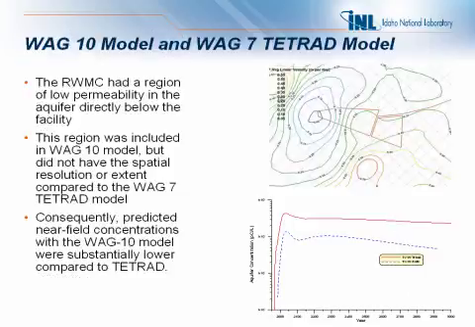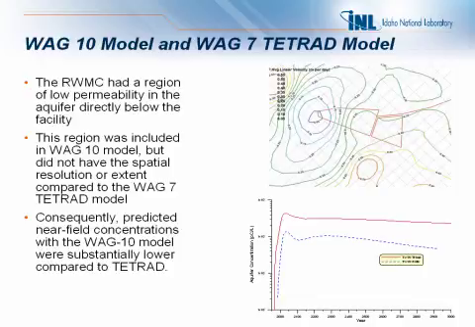This was one of the problems we found: the discretization problem. This is the tetrad model of the saturated zone underneath the RWMC. I talked about this low flow zone. The problem is that when we put it in the WAG10 model, we didn't have the discretization to carry it to the extent that it was in the tetrad model.